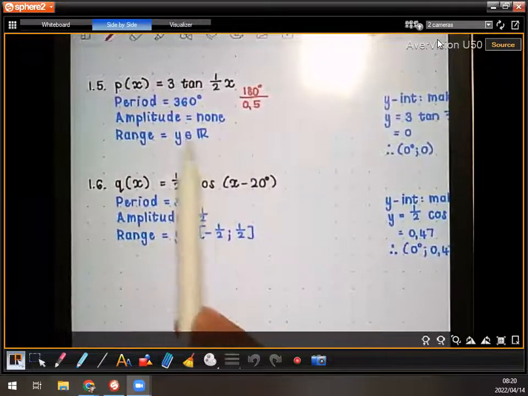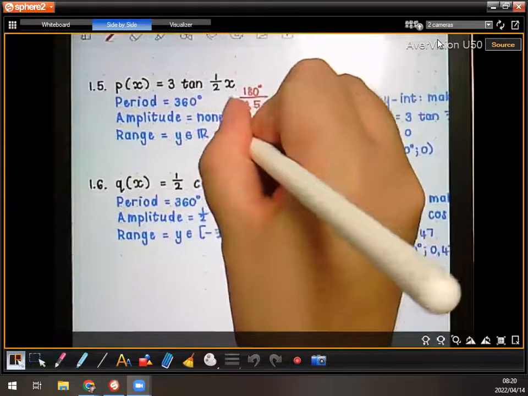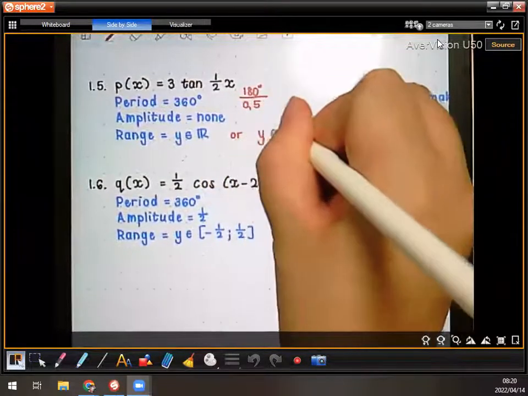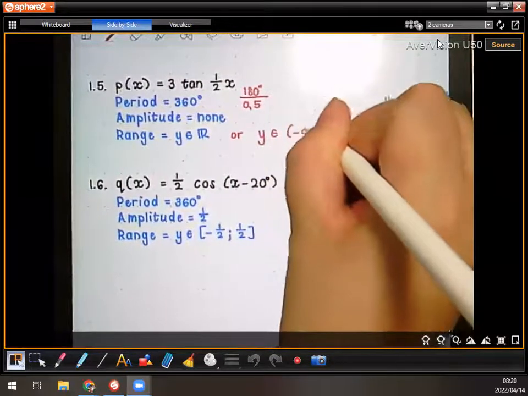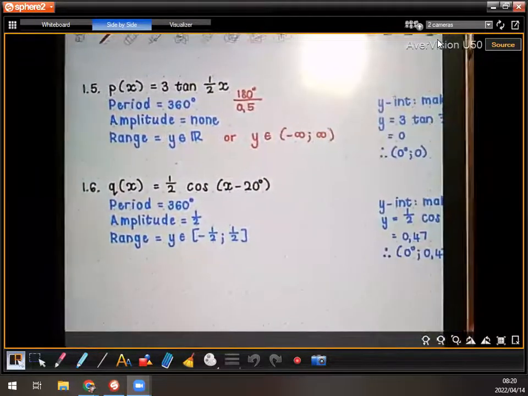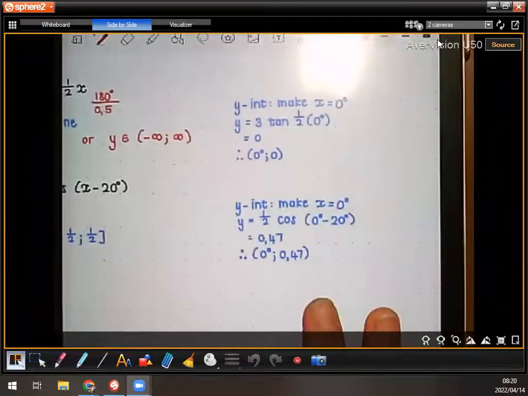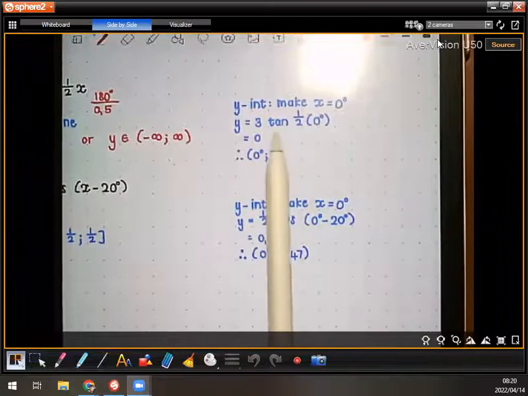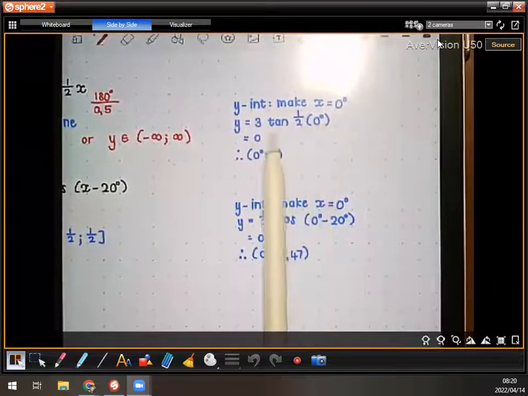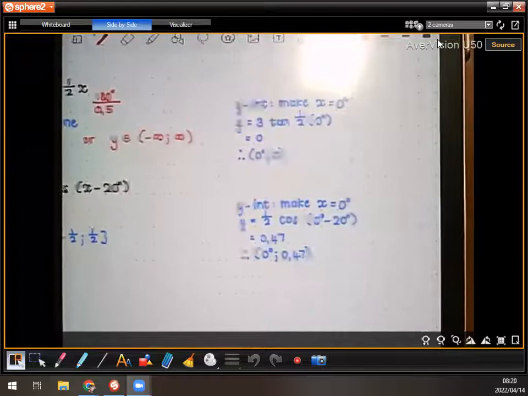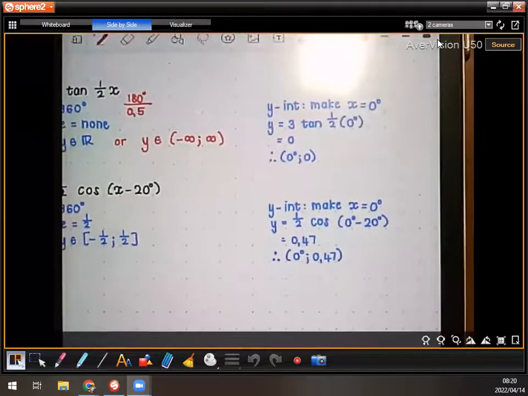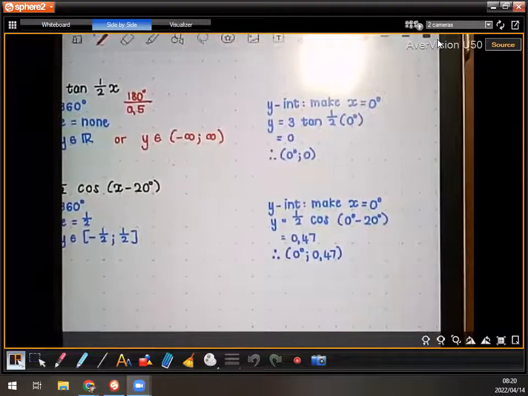The range, again, like I said, for a tan graph, it's always y is an element of the real numbers, or you can say y is an element of negative infinity to positive infinity. Up to you, both will be marked correct. And then for the y-intercept, again, we make x equal to 0 and move across. So you're going to type in 3 tan of half times 0, and that is again 0. So this graph just starts at 0, 0. That's the origin.